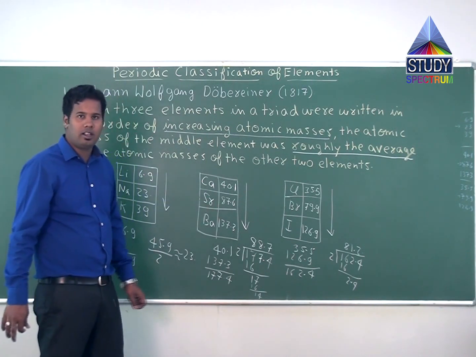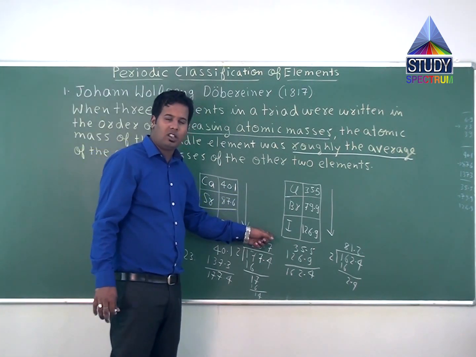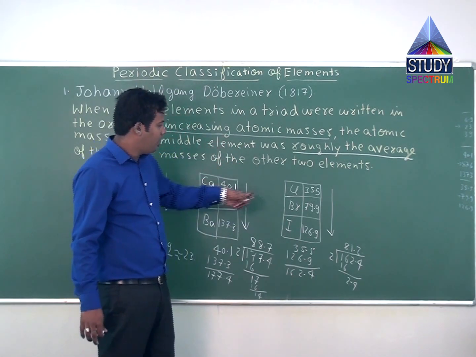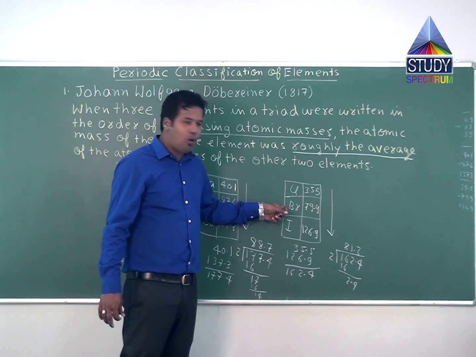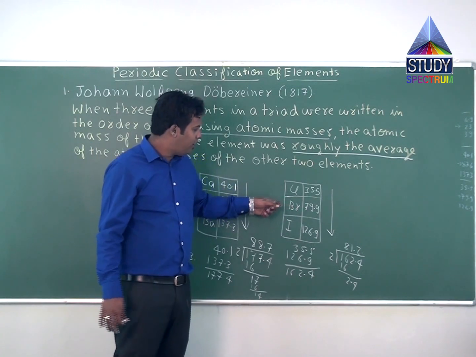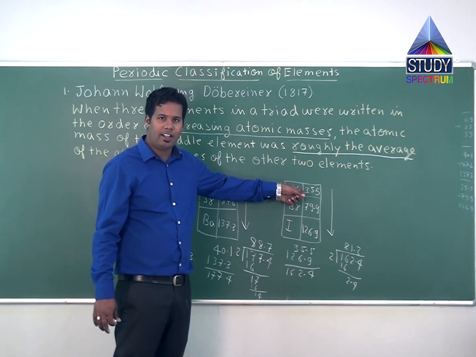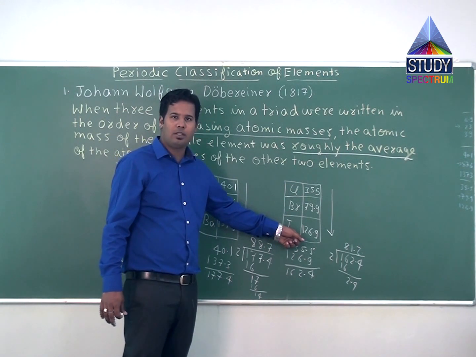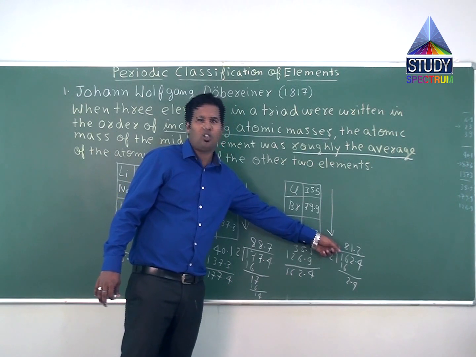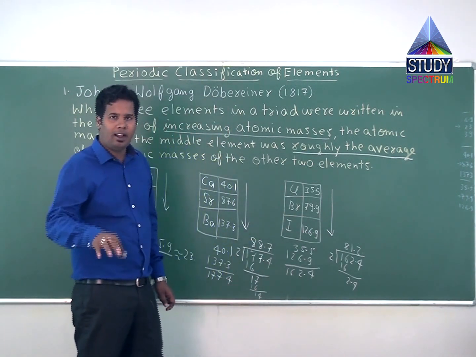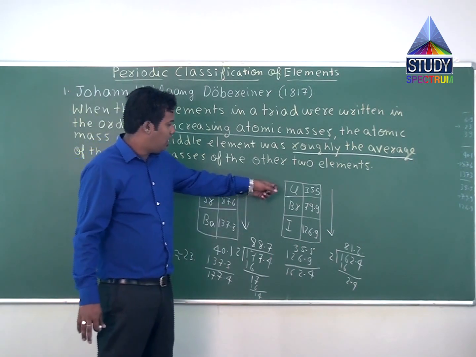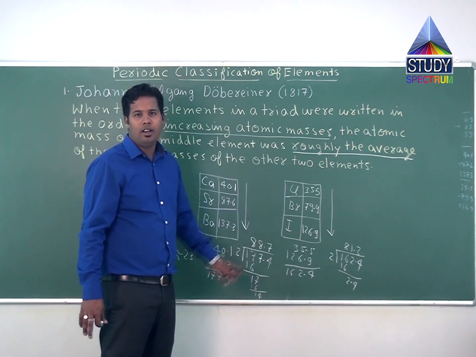Similarly, if you talk about the third triad and the second half of the law, the actual atomic mass of bromine is 79.9, which is almost 80. And if you add the atomic masses of chlorine, that is 35.5, and iodine, 126.9, and divide by 2, it comes out to be 81.2, which is almost near to 80. So we can say that the atomic mass of bromine is roughly the average of the atomic masses of chlorine and iodine respectively.